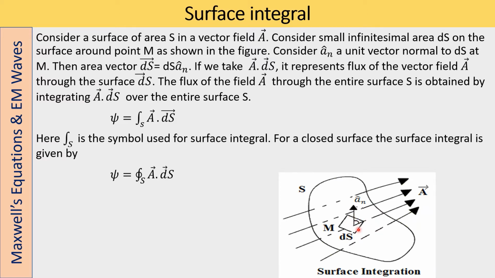The flux of the field A through the entire surface is obtained by integrating A dot ds over the entire surface. That will give the total flux from that particular surface. Here, the symbol integral S is the symbol used for the surface integral. For a closed surface, the surface integral is given by psi equal to the closed integral of A dot ds.